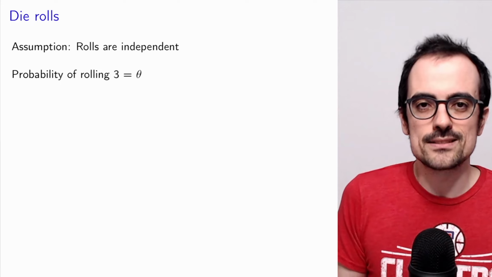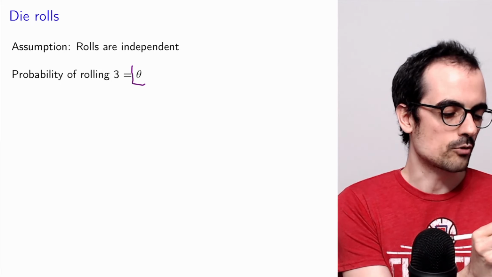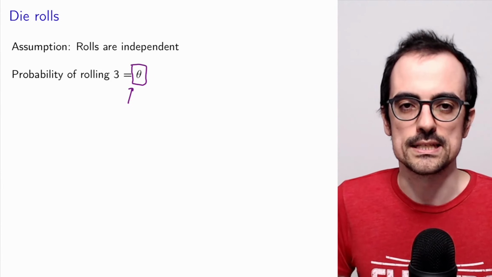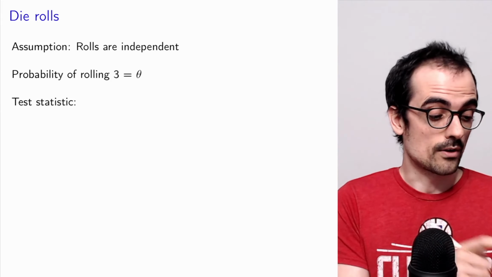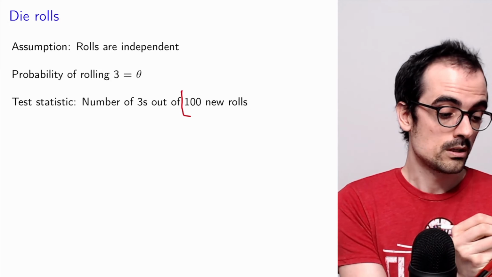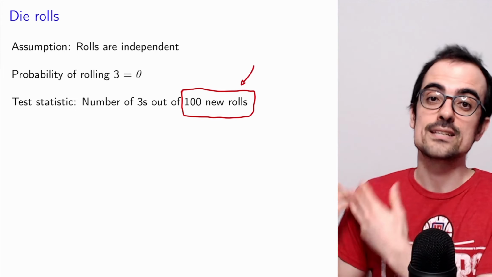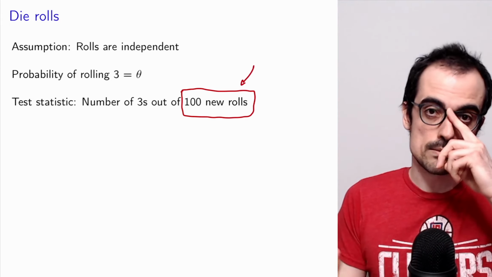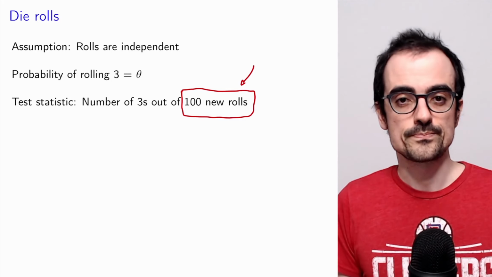So a natural parameter to use to characterize this distribution is saying, well, the probability of rolling a 3 is theta. And we're going to assume that it's the same probability every time we roll the die. Now remember that our test statistic is the number of 3s, okay? We're going to use 100 new rolls because we need new data, because we have chosen our hypothesis based on the 60 old rolls, so those data have to go to the trash, right? We cannot use them within the hypothesis testing framework because we have used them to choose our null hypothesis.